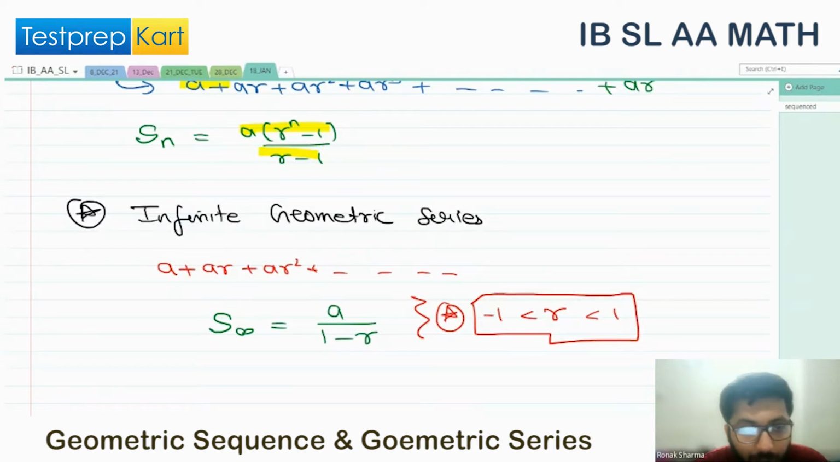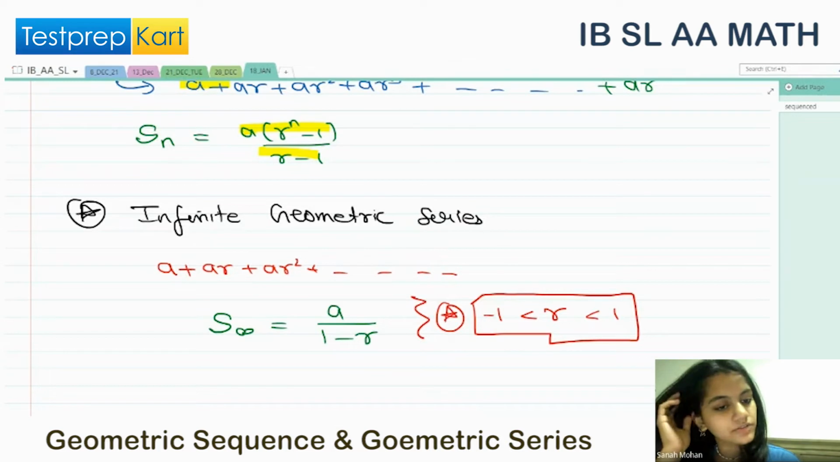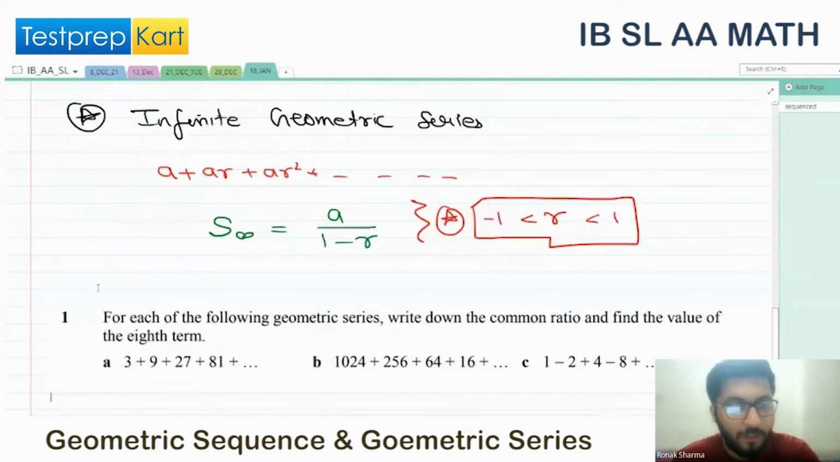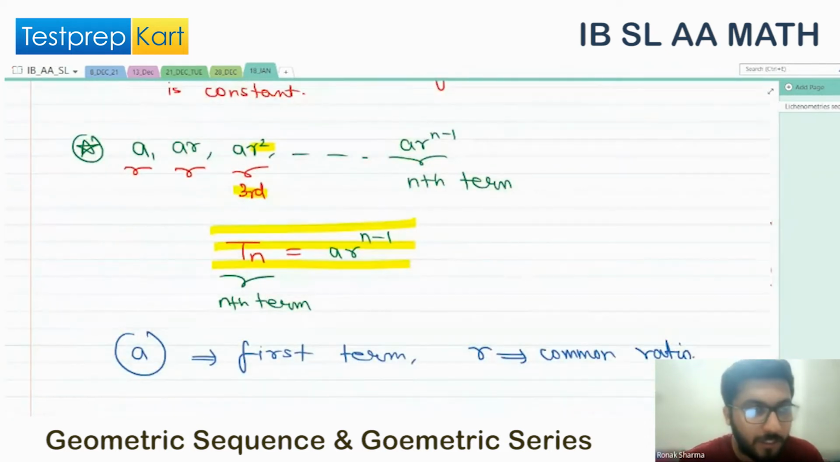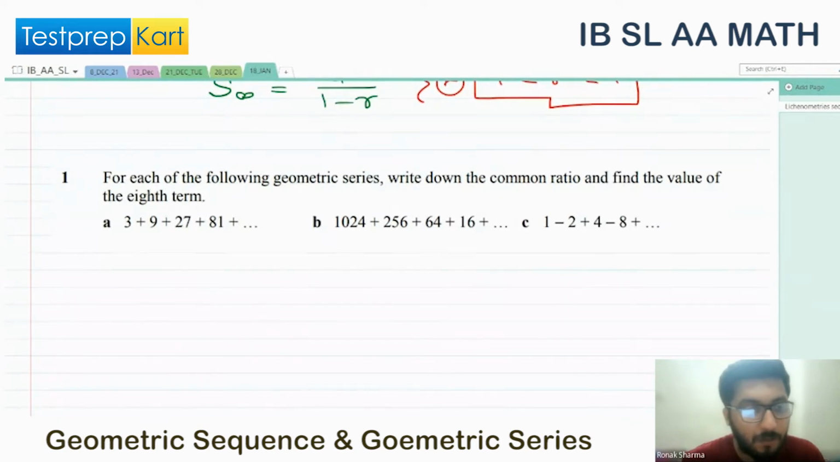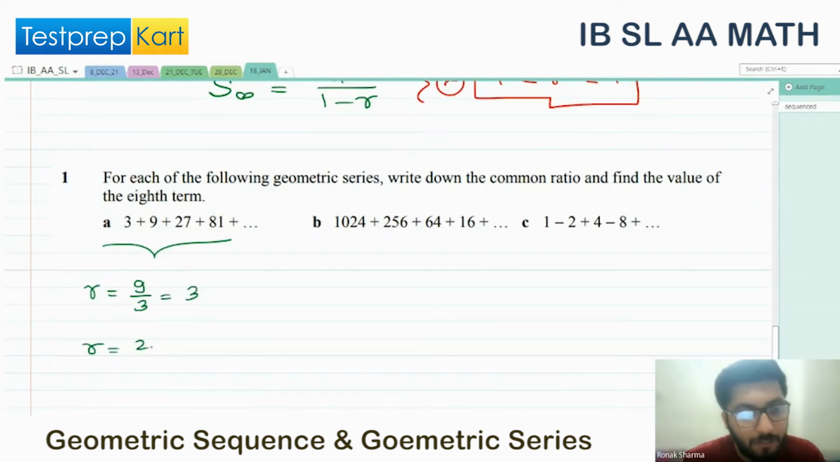Now you are able to find the common ratio. How are we going to find it? You divide any two consecutive terms, and we get the value of r. We also can get any term using the formula a r power n minus 1. So go for this question. Let me solve the a part, then you solve the b and c parts. For the a part, first of all, r will be 9 by 3, which is 3. You can pick anything, like 27 by 9, and I'll get the same value. So r I have got is 3.